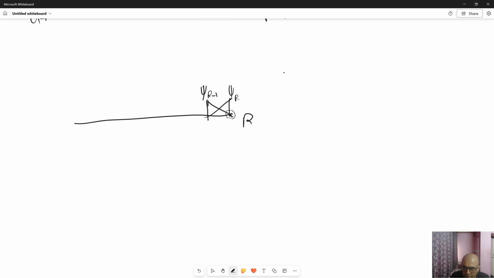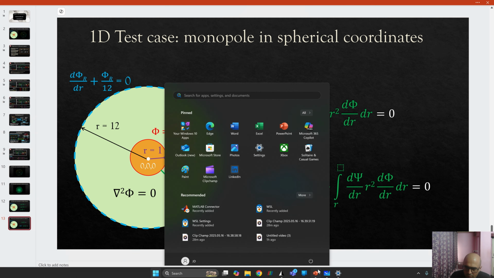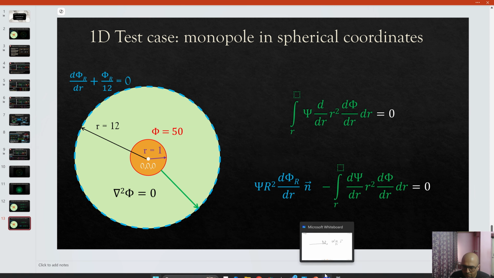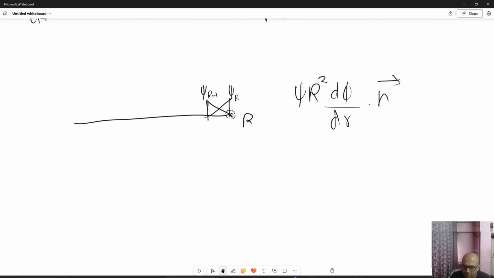So you are having this psi into r square into your d phi by dr, dotted with the unit normal. So this was the term which was coming out of our finite element formulation. This guy here, this blue term. So this n is just the unit normal in the outward direction.